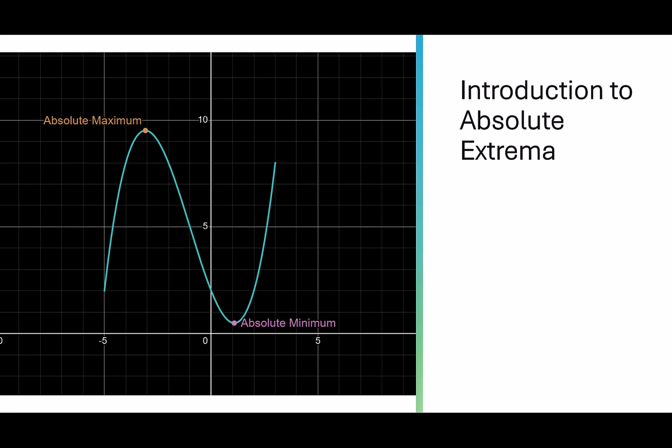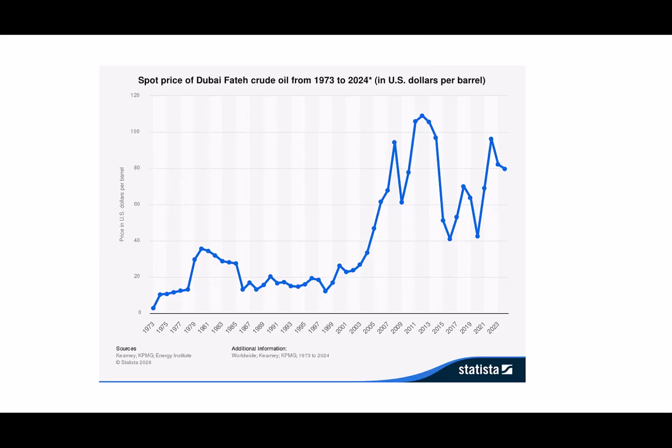Hi everybody, today we're going to do an introduction to absolute extrema by looking at graphs. And let's start with something real. Here we have the spot price of Dubai crude oil from 1973 to 2024. And you might notice there are several points where the price goes up, then turns around and comes down.